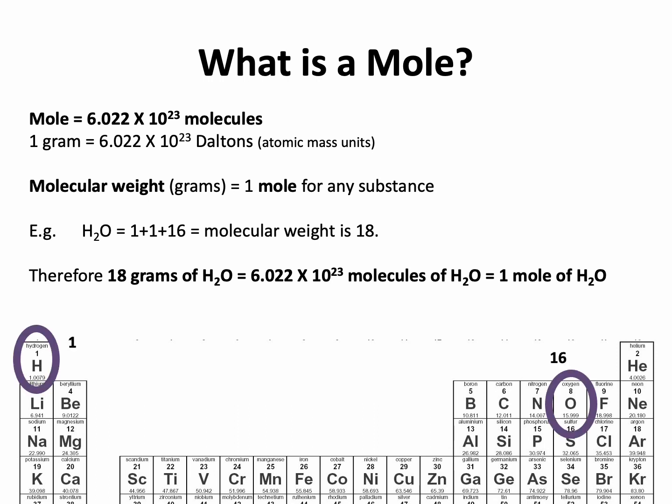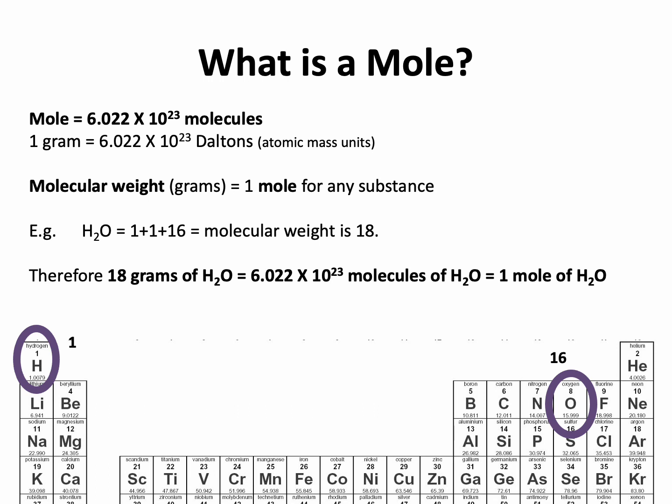If you look at the atomic mass of hydrogen, it's 1.0079. Let's just say 1. If you look at the atomic mass of oxygen, the atomic number is 8, but the atomic mass is 15.999. Let's just say 16. So the atomic mass of hydrogen is 1, atomic mass of oxygen is 16. So the molecular weight would be 16 plus 1 plus 1, which is 18. So that's the molecular weight. But who cares about the molecular weight? You want something more real than the molecular weight.